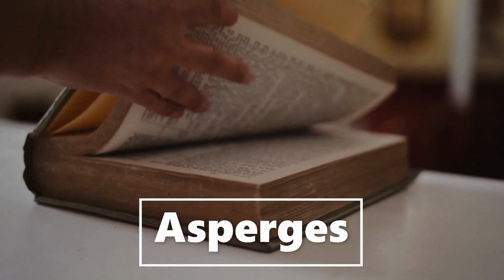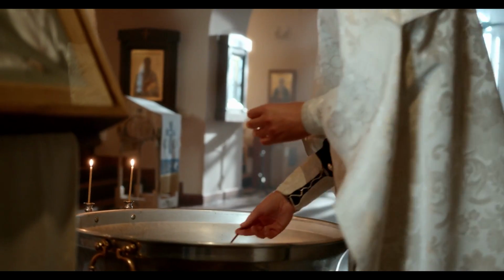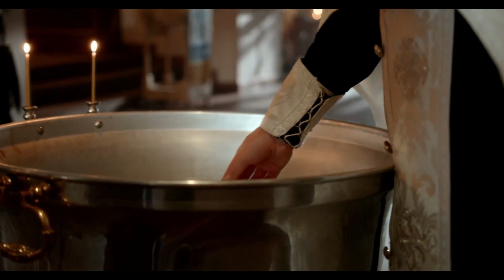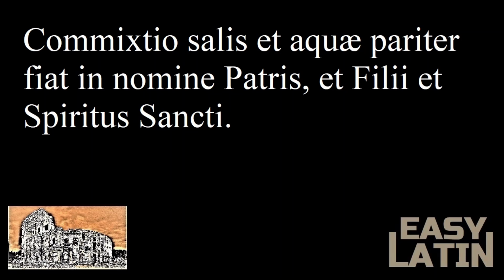The Latin Mass begins with the asperges, and we can figure out what this means by dissecting the word disperse. Instead of dis, we have adspers. This is the sprinkling of holy water. The priest begins by blessing salt and water, then sprinkles the salt into the water 3 times in the form of a cross, while intoning the following passage. Commixtio salis et aquae pariter fiat, in nomine Patris et Filii et Spiritus Sancti.